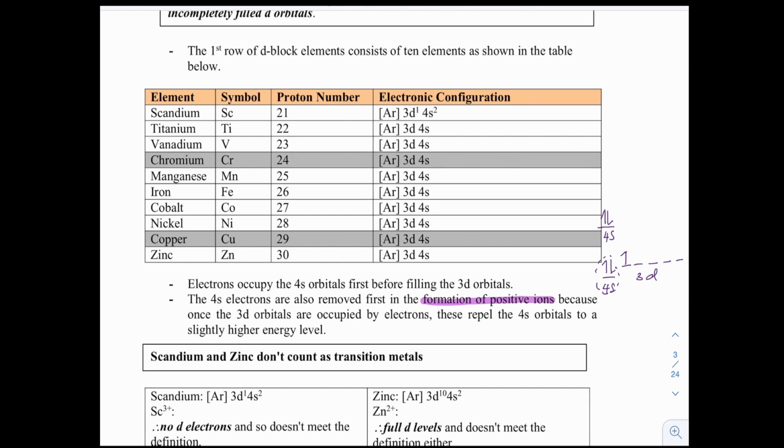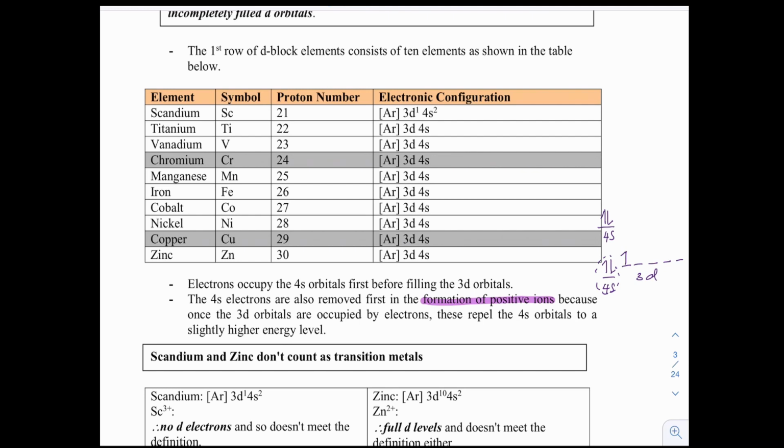let's take a look at the elements in the first row of the D block elements. The first element is scandium. It has Sc as the symbol. The proton number of scandium is 21, which means that the number of electrons of scandium is also 21. So thus the electronic configuration will look like this. Why is that like this?